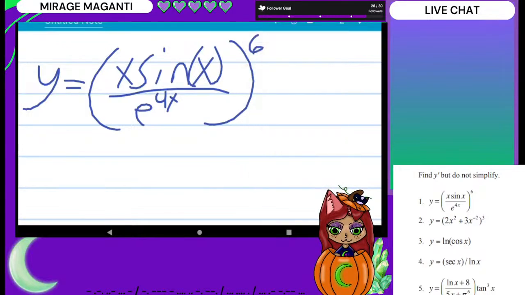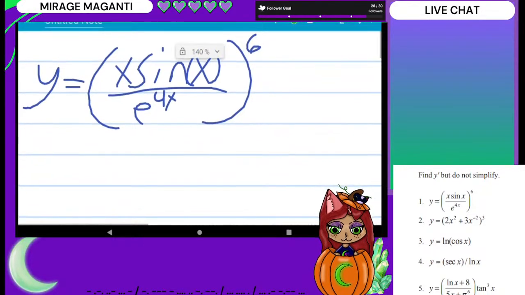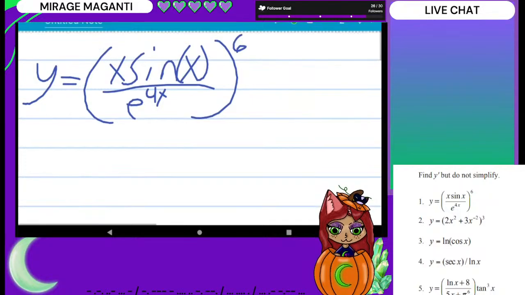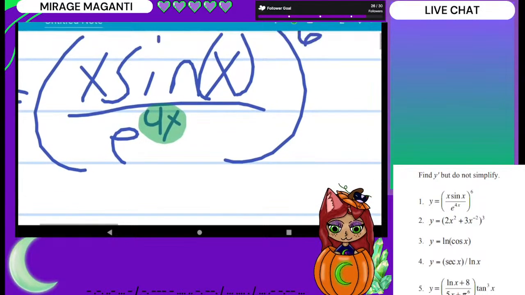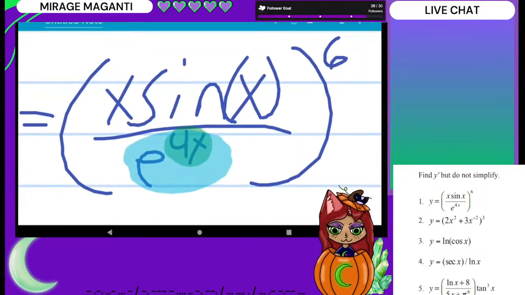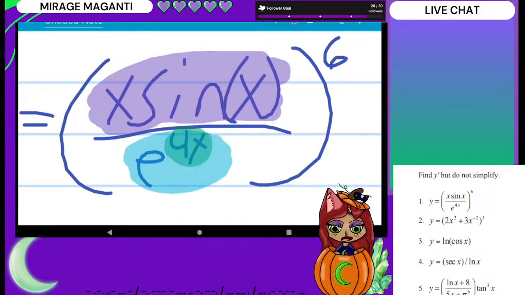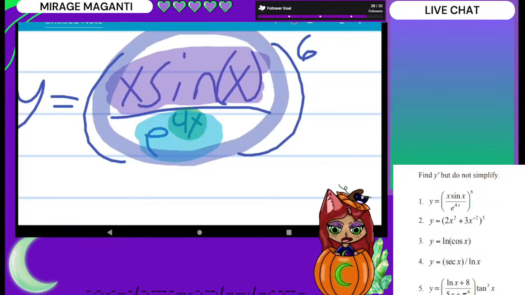So we're gonna highlight what our functions are. We want to go from the innermost to the outermost. So we know that 4x is a function, because normally it's just e to the power of one thing, not e to the power of the equation of something. So we know that's a function. We also know that e to the power of that is a function. We know that this is a function: x times sine x, that is our function. And then this whole thing is a function because it's inside our 6 to the power of 6.